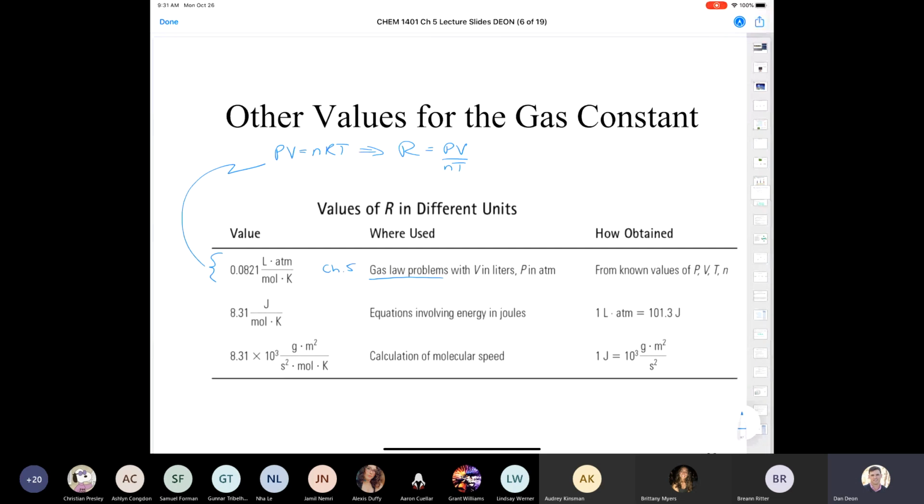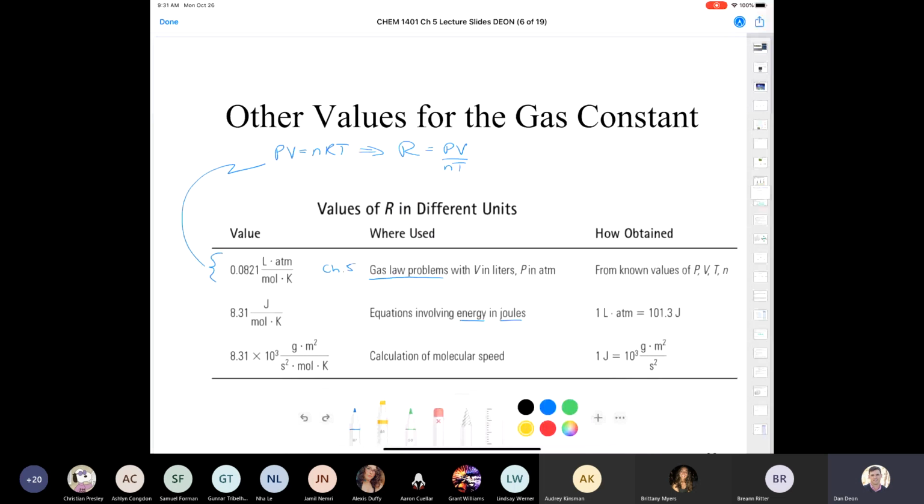However, if we're ever doing mathematical equations that involve energy and we want to determine energy in joules, well, what gas constant will we use then? Well, we're actually going to use this value shown right here below, 8.31 joules per mole Kelvin. And if you're wondering, well, how did you get a different number for the same thing? Well, it's just expressed using different units, right? Keep in mind, these are all values of the gas constant, just expressed with different units.